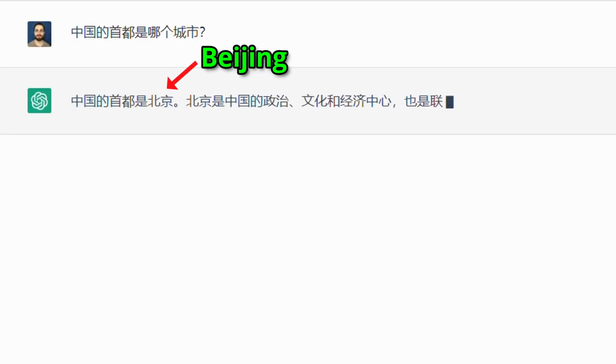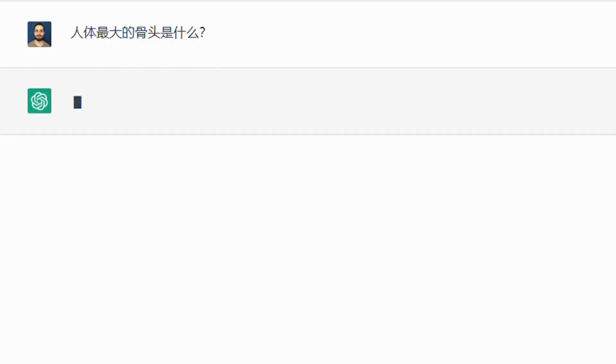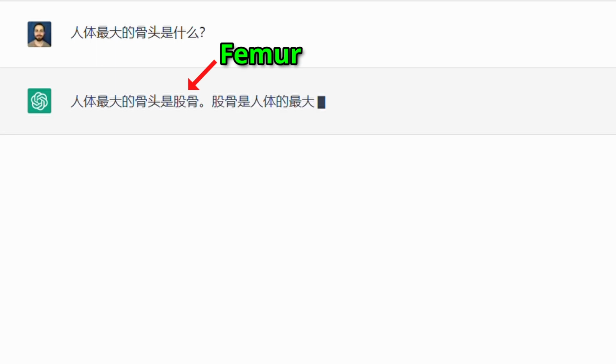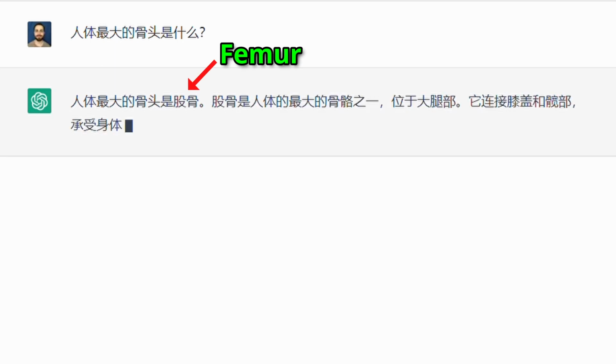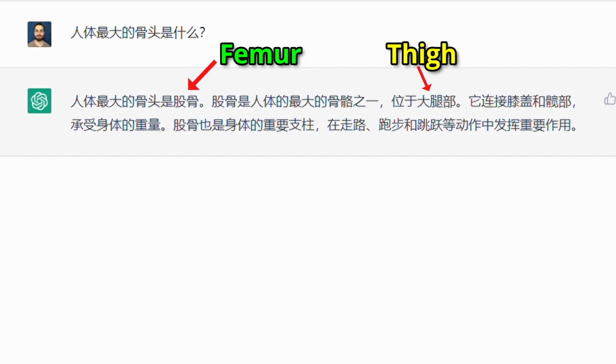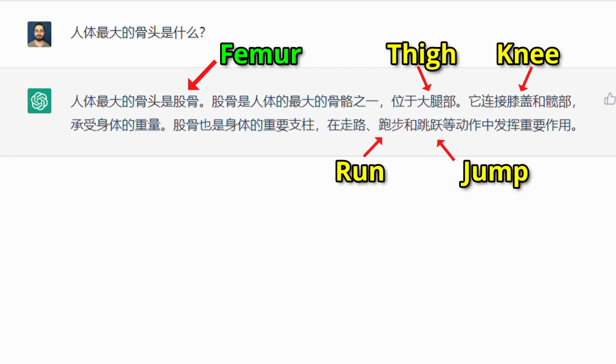Instead, we need to ask questions where there's an information exchange. We can ask questions like, what is the capital of China? Or what is the largest bone in the human body? Which is not only going to allow us to practice our output, but ChatGPT's responses are likely going to have related language to the topic we're discussing, so it gives us a chance to learn more vocabulary.